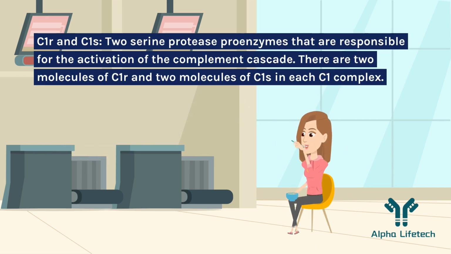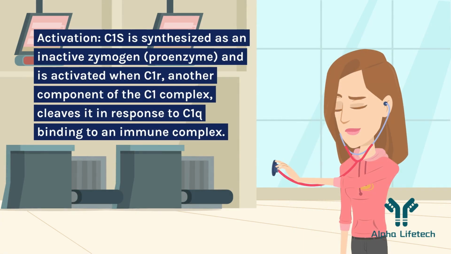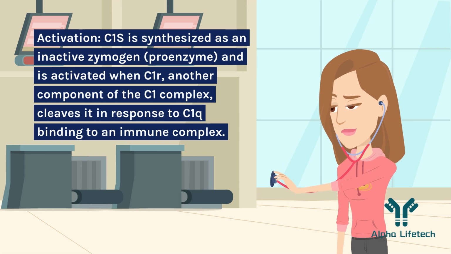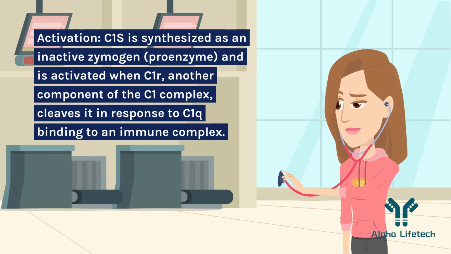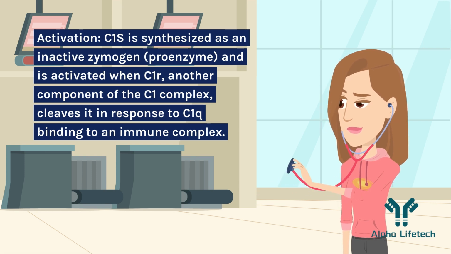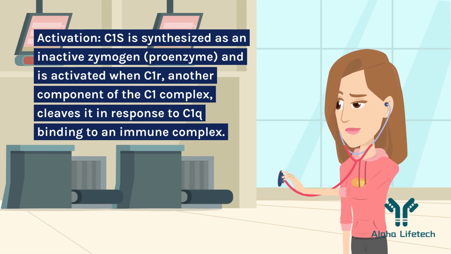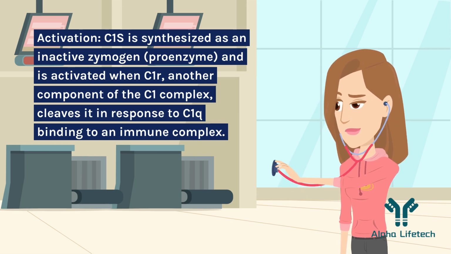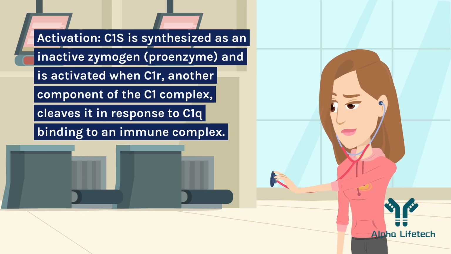C1R and C1S, two serine protease proenzymes that are responsible for the activation of the complement cascade. There are 2 molecules of C1R and 2 molecules of C1S in each C1 complex. Activation. C1S is synthesized as an inactive zymogen, proenzyme, and is activated when C1R, another component of the C1 complex, cleaves it in response to C1q binding to an immune complex.